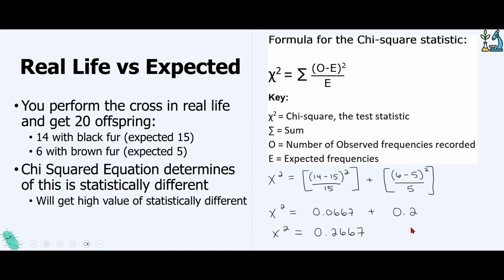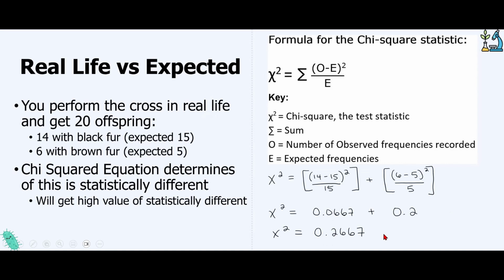And again, this is a very simple chi-squared where we only have 2 expected results. If we were looking at multiple phenotypes, you would obviously have more things to add. The chi-squared equation gets longer and longer as you have more phenotypes that you're looking at. But to keep things simple, we're just looking at two different phenotypes, and so we get 0.2667 as our chi-squared value. Okay, and so you just leave it like that.